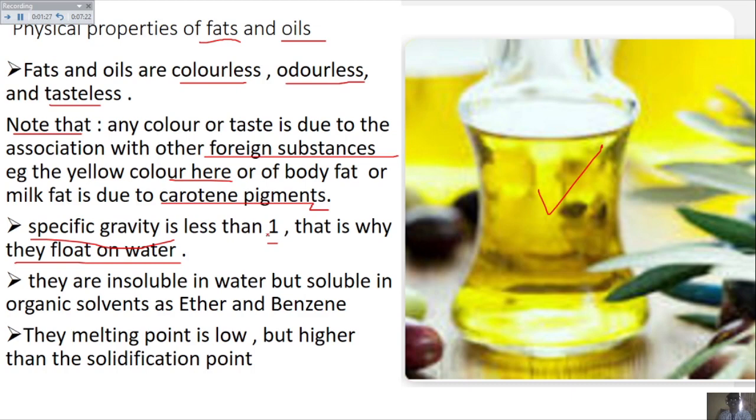Yes, they are insoluble in water. I hope you've done this before. These are things you can do at home. You can put your oil inside water, but it is soluble in organic solvents. Well, you may not have these organic solvents at home, but in the lab we have them.